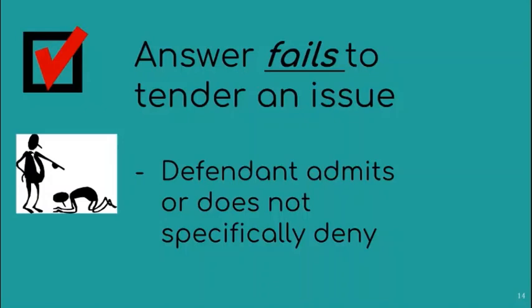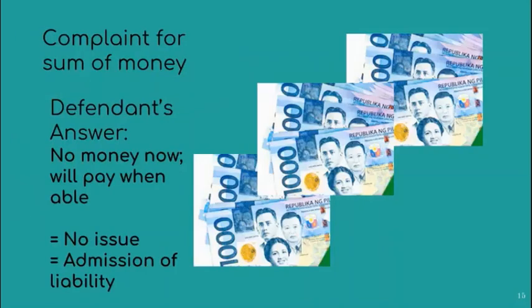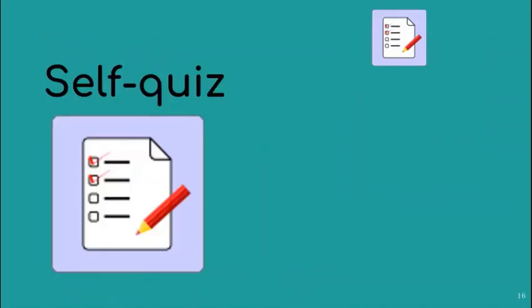Right, now let's have an example. Let's say that the plaintiff files a complaint for a sum of money, and the defendant in his answer says, "I have no money now, I will pay when I am able." If you analyze this answer, he is not really denying any liability. In fact, he is admitting the liability, and therefore there is no issue as to his liability. This is one situation when the court can render a judgment after pretrial. In what instances can the court issue a judgment after pretrial?